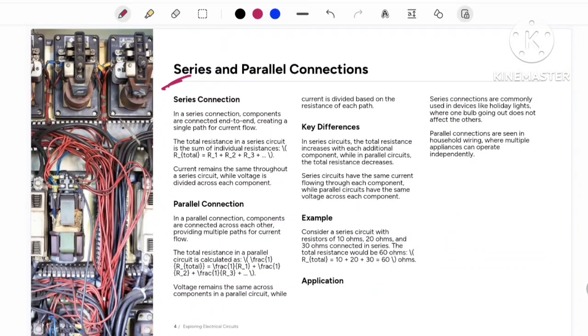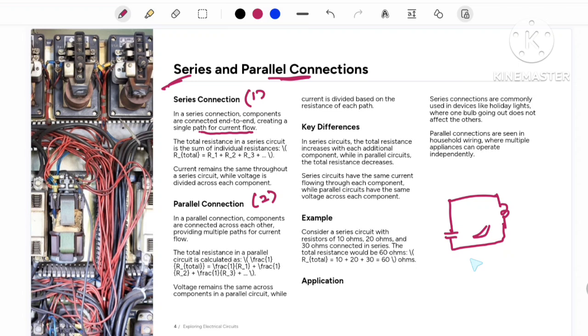In this slide, we are discussing series and parallel connections. So we have two connections. One is the series connection, and the other is the parallel connection. In a series connection, components are connected end to end, creating a single path for current flow. For example, we have connected one lamp here and one battery here. This is a series connection, right?